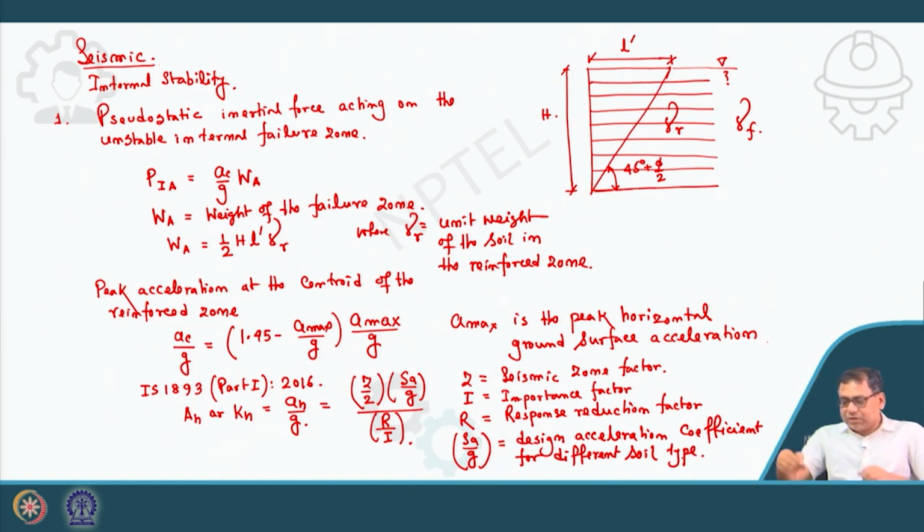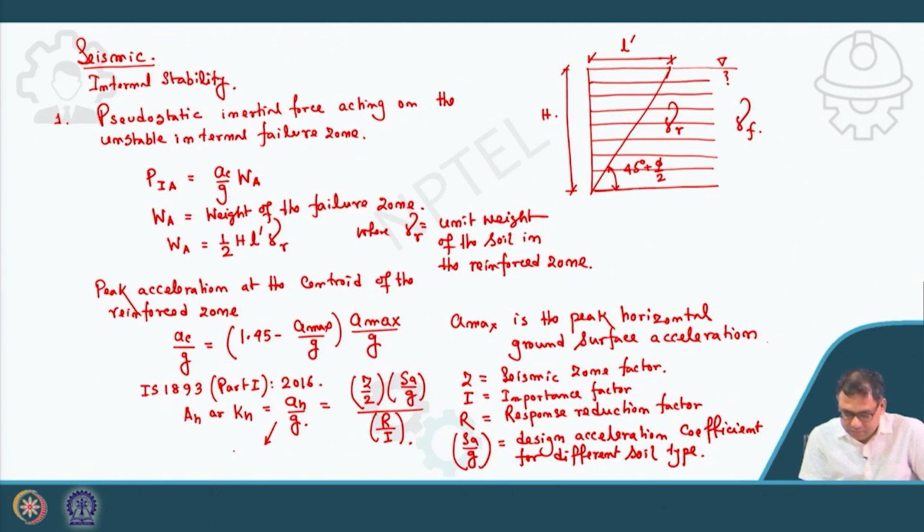So, these values, the seismic factor, you know, we have the different seismic zones. So, seismic zone factor, importance factor, response reduction factor, design acceleration coefficient for different soil types, those are given in the IS code. The tables are given. So, you can get those values and put them here and you will get your H by G. So, that you can calculate and consider as Max by G.